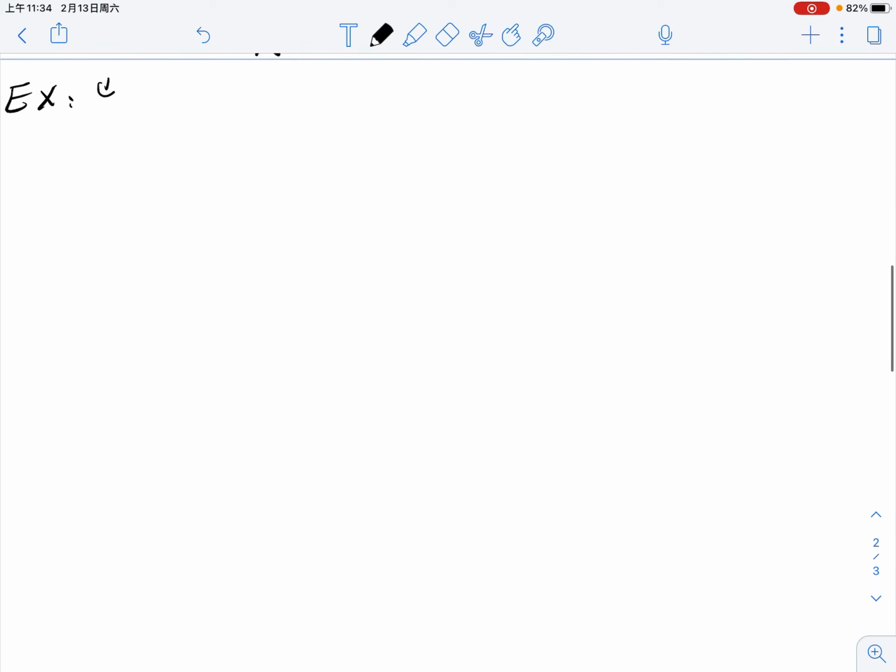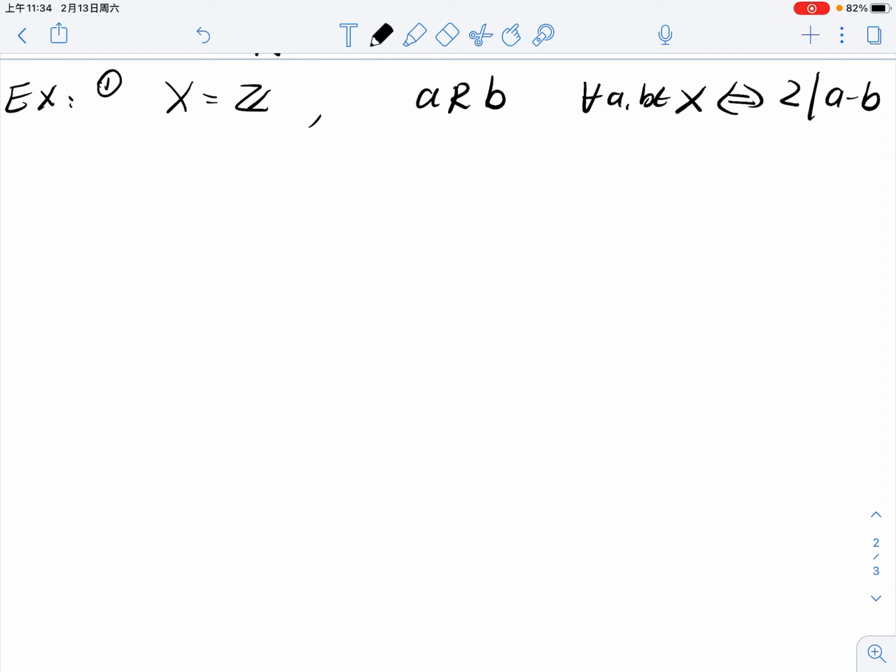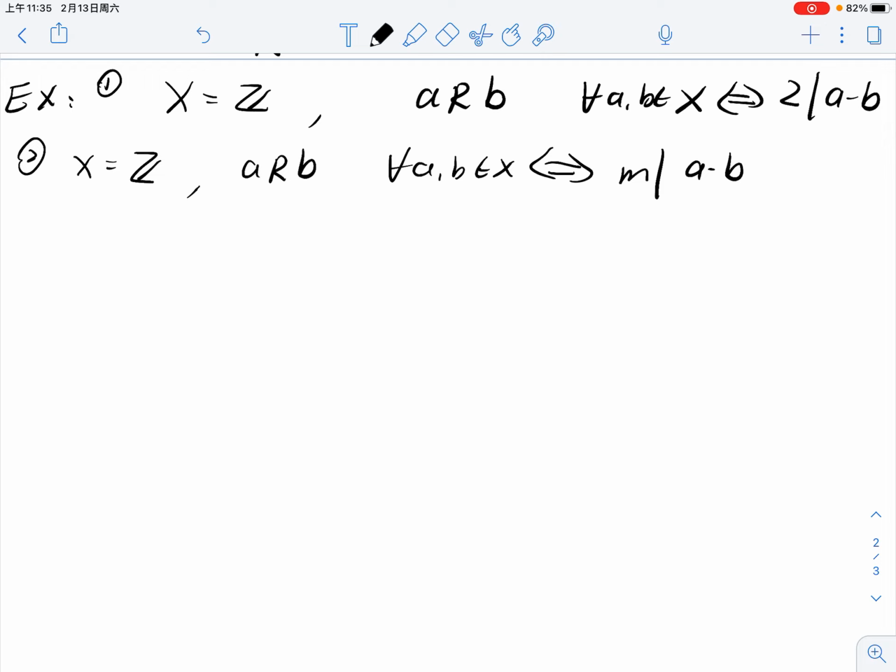Okay, let's first look at some examples. When we choose X to be the set of all integers, we can define the relation R in the following way. We say A R B for all A, B in X if A minus B is divisible by 2. Of course, you can modify 2 to any integer.